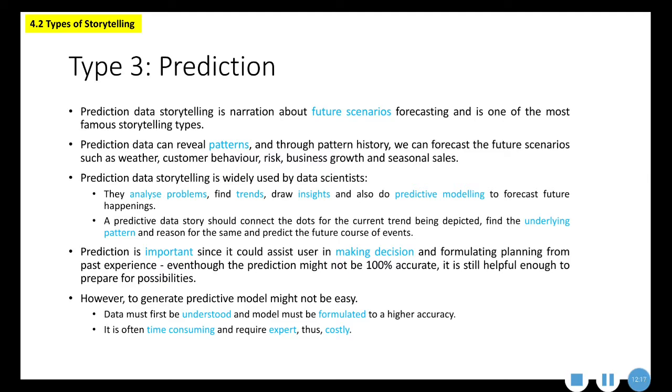However, to generate a predictive model is not easy. So the data must first be understood, and the model must be formulated through a certain statistical or mathematical formula to a higher accuracy. And it is often time consuming, where it requires experts in order to perform this investigation, this prediction, and thus it is costly.